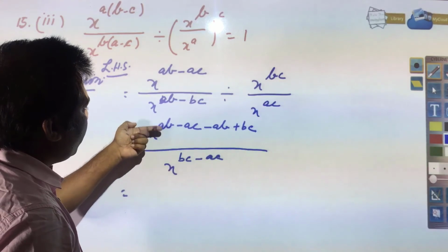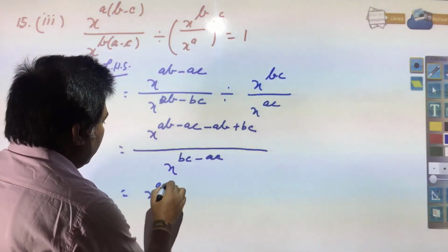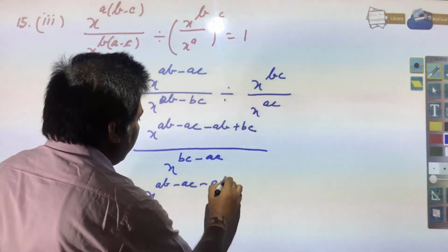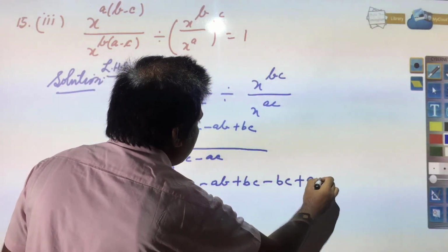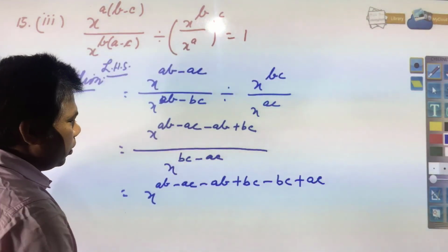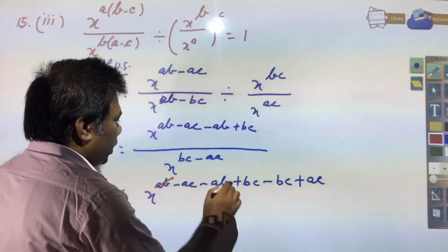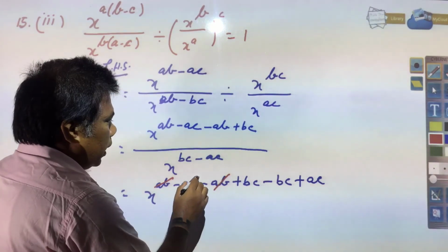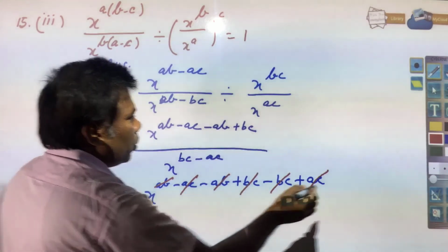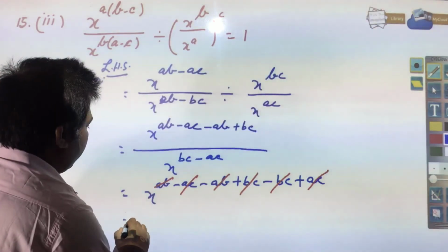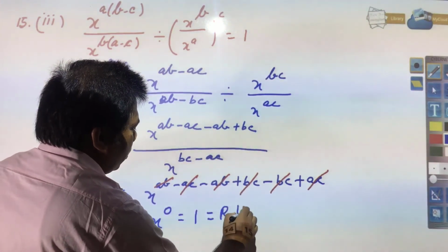So, what we will do, a to the power m minus n, x to the power ab minus ac minus ab plus bc minus bc and plus ac. The same thing has been done over here also. So, here you see what things can be cancelled, you cancel: ab and ab got cancelled, ac and ac got cancelled, bc and bc got cancelled. So, you are left with x to the power 0 and that is equal to 1, and this you had to prove.